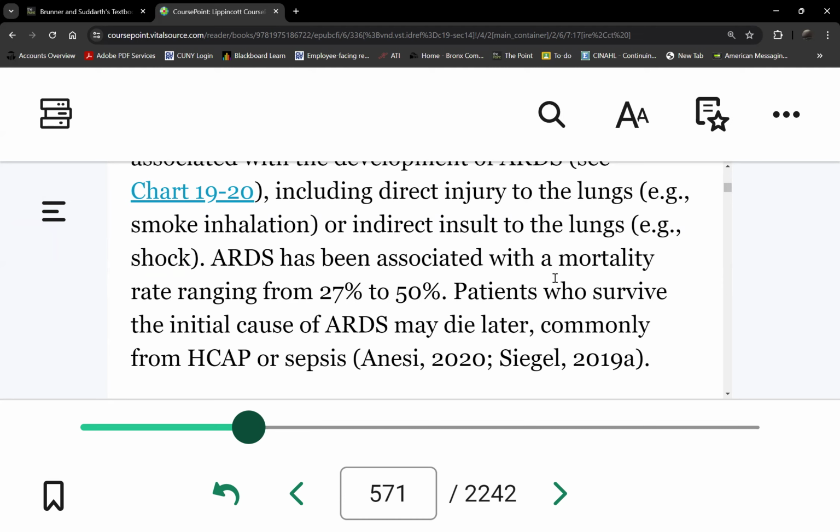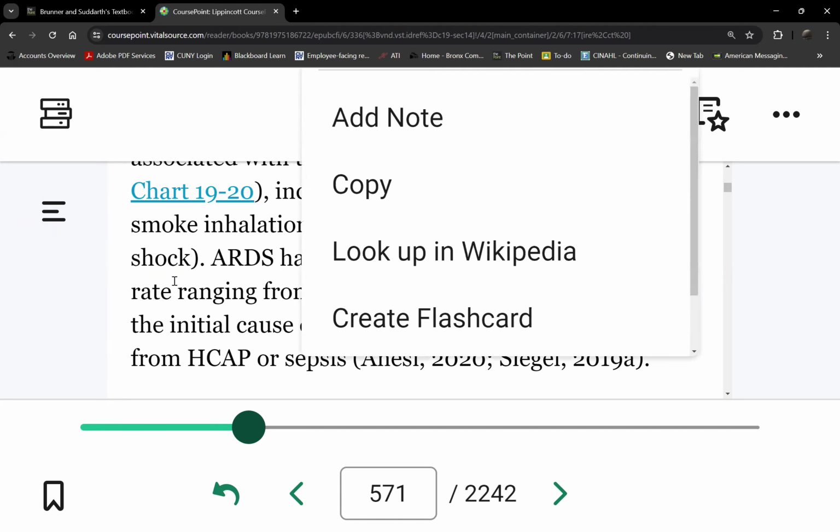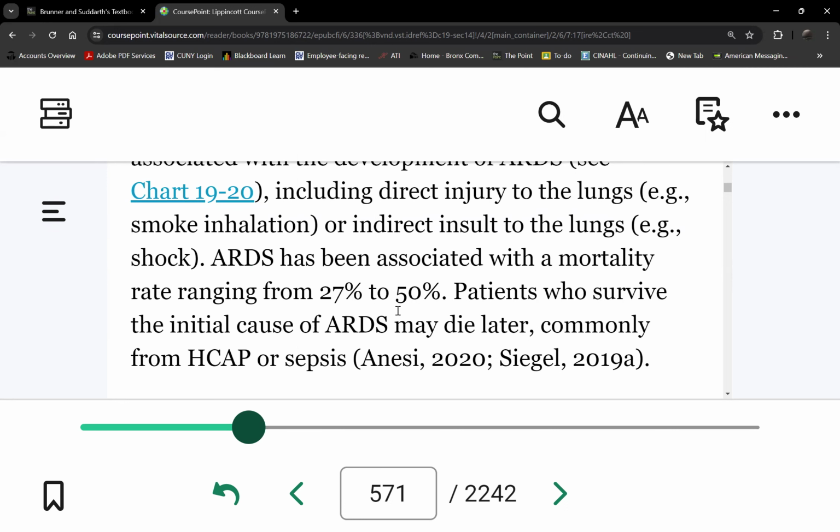Okay. This one, look at the mortality, 27 to 50%. What is the publishing date for this textbook? 2018, something like that, or 2020? Okay, so let's say 2020. This is 2020. The mortality from the 1950s, which is what, 70 years ago, was still the same. It was still 27 to 50%.